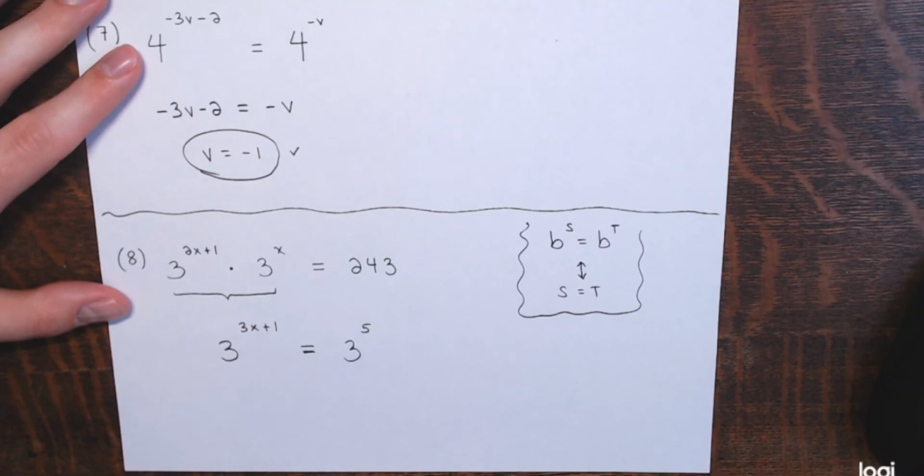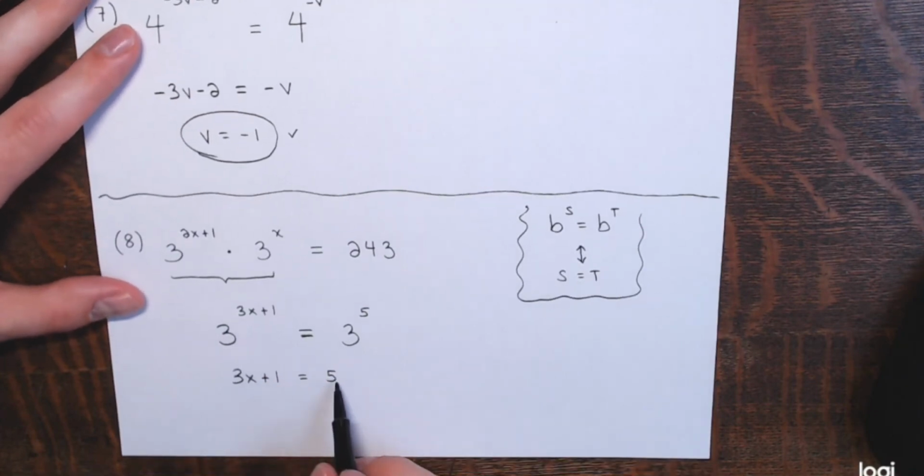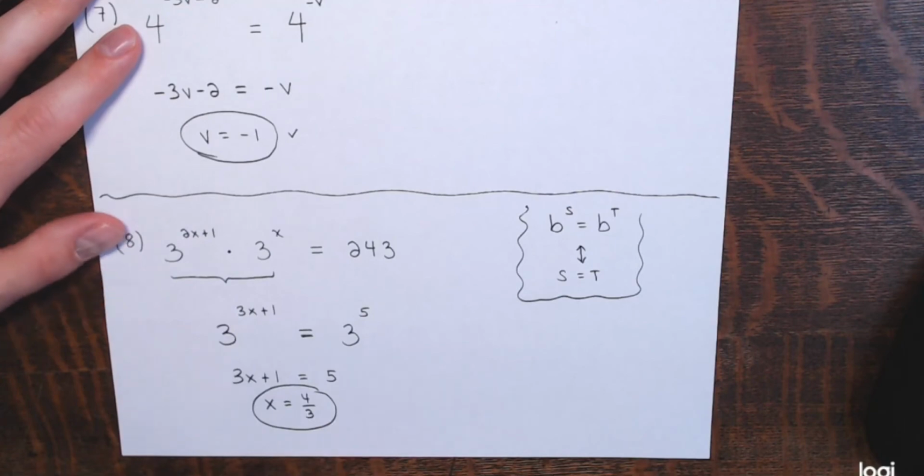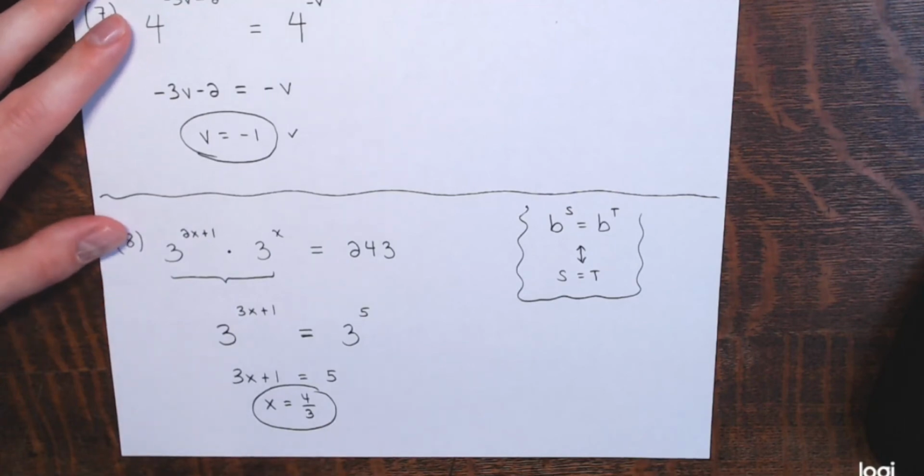All right, now I have what I want. B to the s equals b to the t. They both have base 3 to some power. I can apply that 1-to-1 property and equate the powers. 3x plus 1 equals 5. Then I subtract 1, divide by 3. X would have to be positive 4/3. All right, positive 4/3.